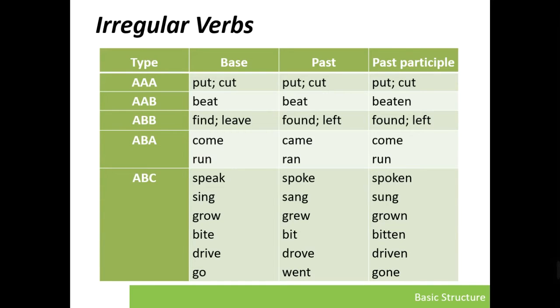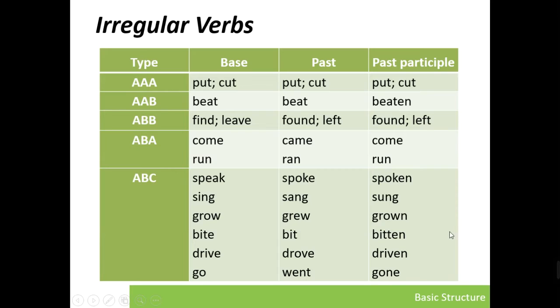And then the last pattern is the verbs which are completely different between the first, the second, and the third form of verbs. We can see here speak, spoke, spoken, sing, sang, sung, grow, grew, grown, and other examples. So you will know this as you read text along with how much reading you do.